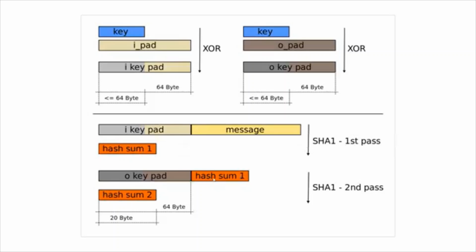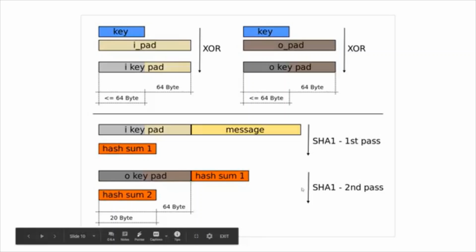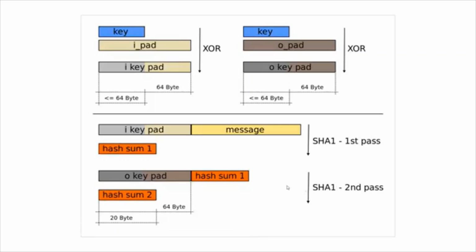Then we concatenate hash sum 1 with the OKeyPad and perform the hash function and obtain hash sum 2 in the SHA second pass. So as you can see, we have used hashing twice in this algorithm.